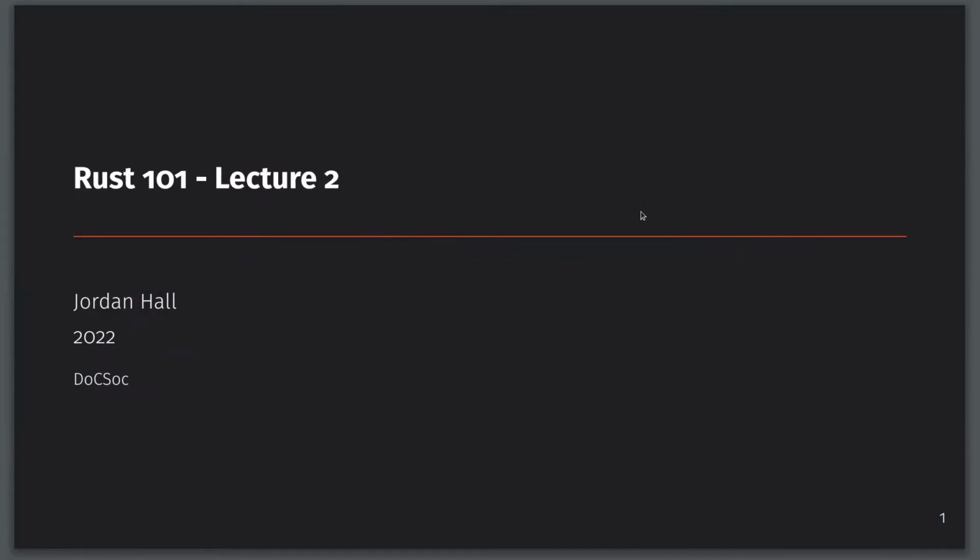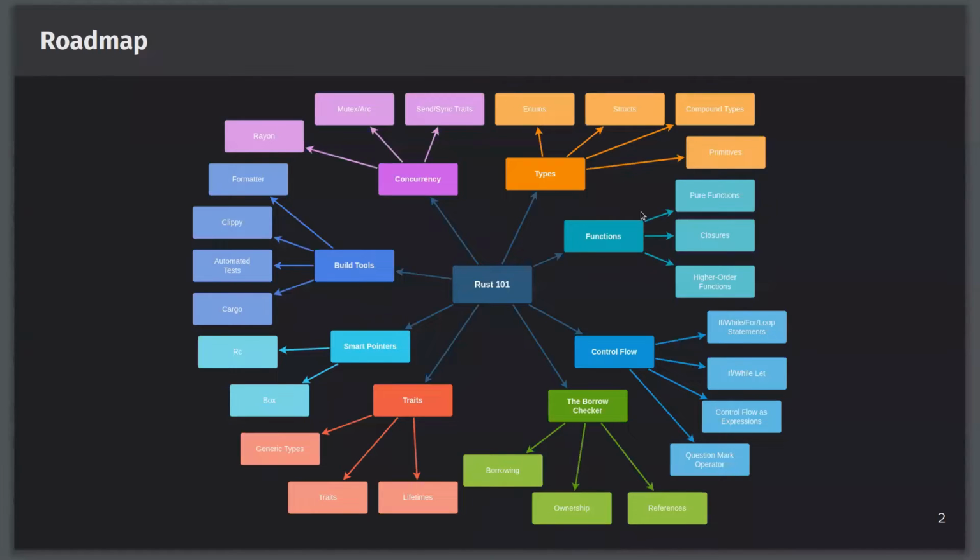So this is the roadmap that we saw before. Last time I showed a bit about types, and then functions and control flow. This time around, I'm going to be talking more about the borrow checker, because there's a lot about that and it's quite deep. So a lot of it's just going to be on the borrow checker and then traits. Now I wanted to do smart pointers, but I think it actually fits better into the next lecture when I talk about concurrency, so I'll introduce smart pointers then. These two things are probably going to take up a lot of time. They're probably the core aspects of Rust.